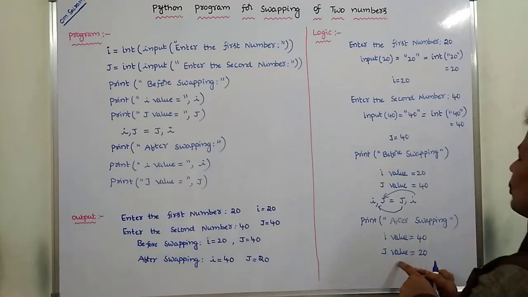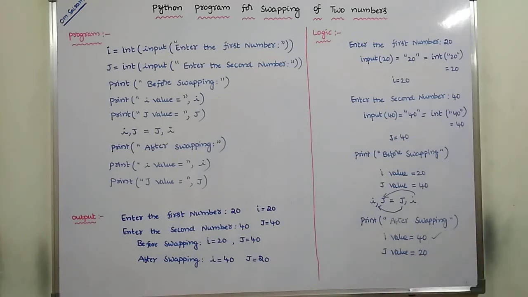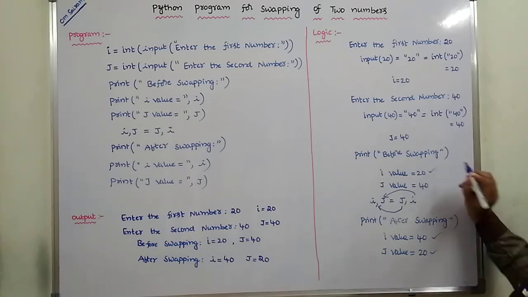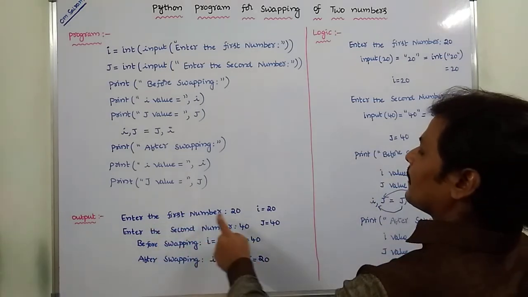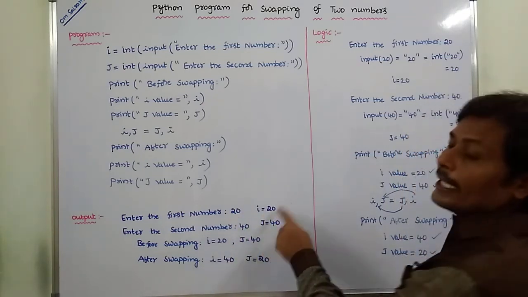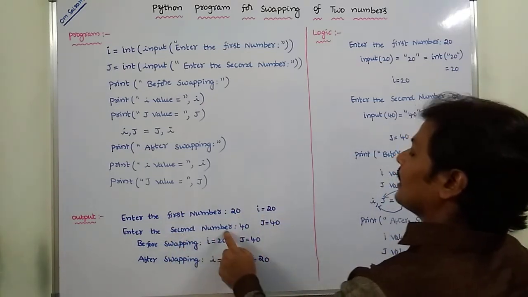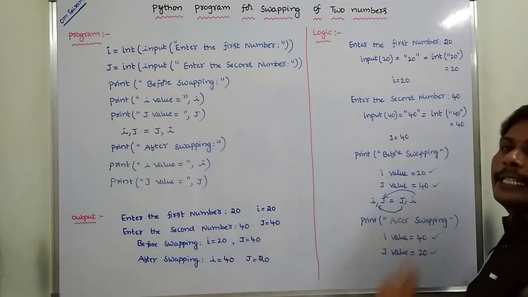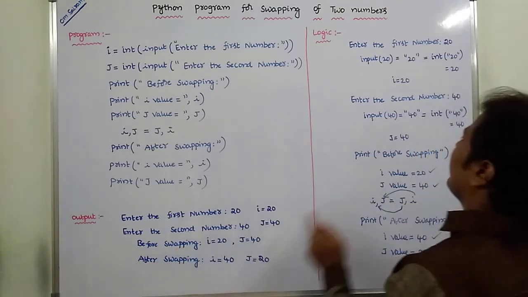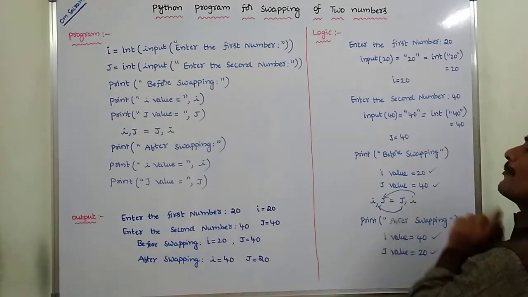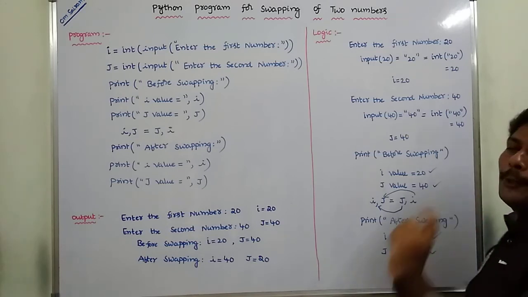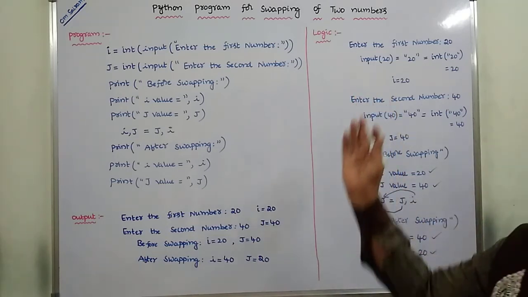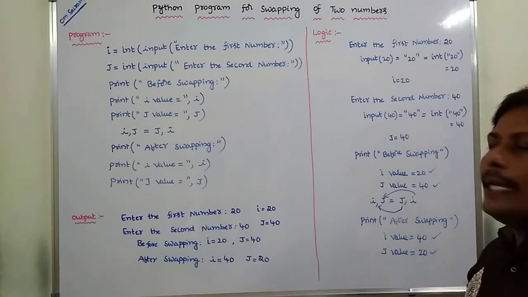So this is the output. After swapping, I value is equal to 40, J value is equal to 20. Before swapping, I value is 20 and J value is 40. Enter the first number 20 that is assigned to the variable I. Enter the second number that is 40 that is assigned to the variable J. Before swapping, I is 20 and J is 40. After swapping, I value is equal to 40 and J value is equal to 20. So this is the swapping of two numbers program in Python.